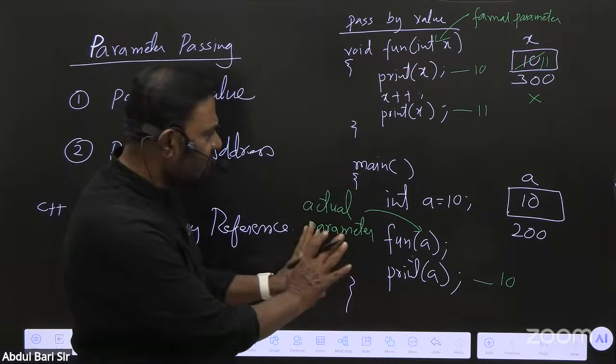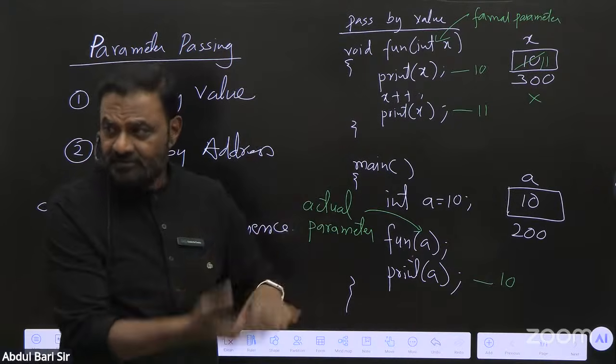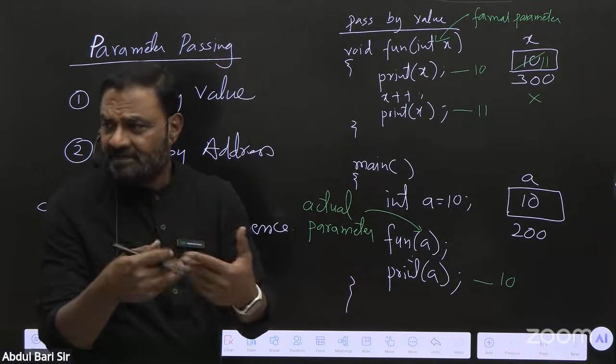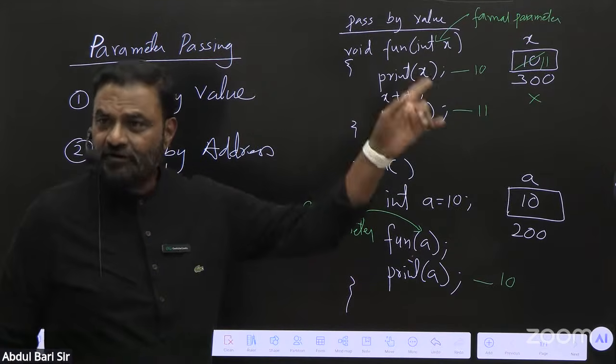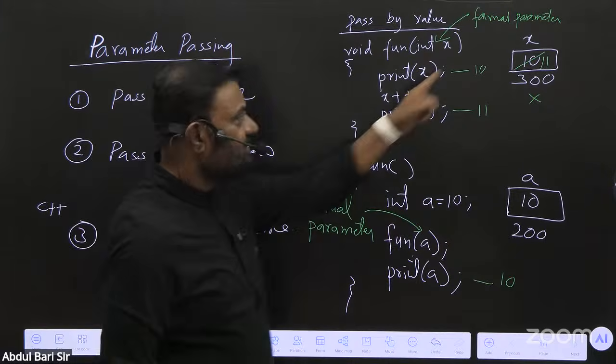Actual means this is the actual value. And what does formal mean? When you pass it, it will take it, perform the operation, and finish. So that is formally created. So this is the actual parameter and the formal parameter.